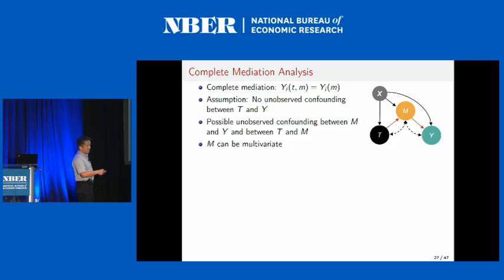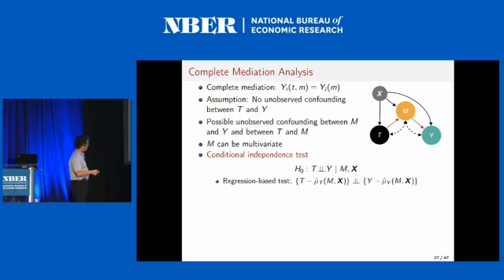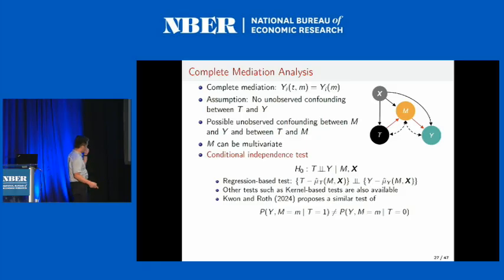If this DAG is actually true, then we can do a conditional independence test, because once I condition on M and X, then T and Y are independent. We know how to do this, and there are a bunch of different ways of doing it. One way is regression-based tests: you condition on M and X, purge those effects and get the residual, and then the residuals should be independent. Or there are fancier tests, like kernel-based tests. There's also a paper, I think this morning, that talks about this complete mediation analysis, where they look at basically the same test, written slightly differently, checking that the treatment is independent of Y given a particular value of M.